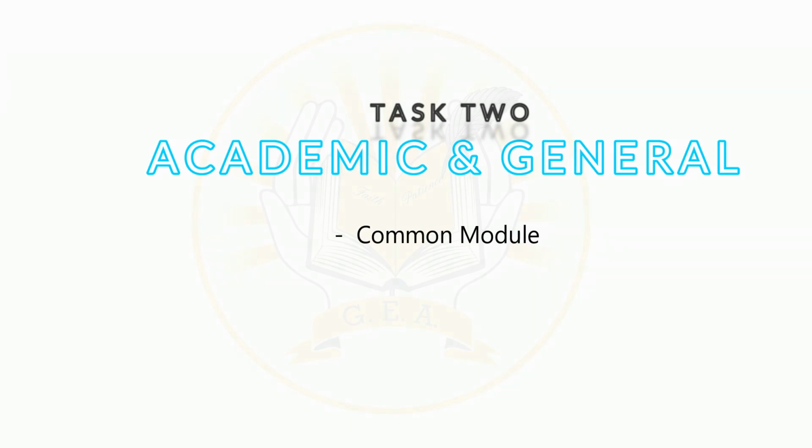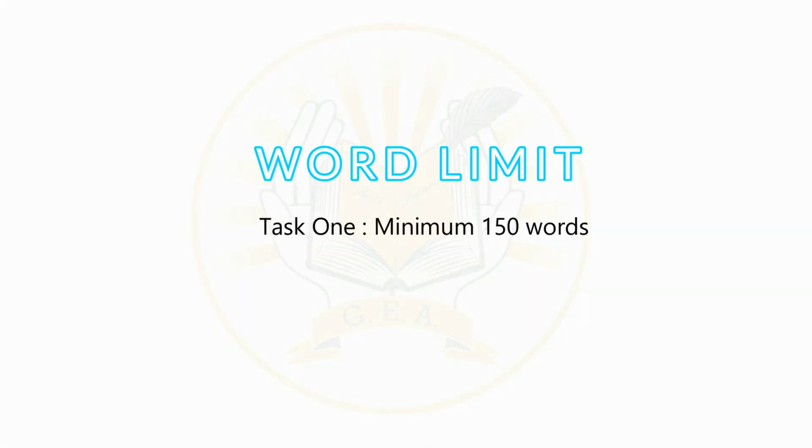Turning to task 2. It is the same for both types of exams, that are academic and general. You need to write an essay, and remember that this carries a higher weightage than that of task 1. Another point is that of word limit. In task 1, you have to write a minimum of 150 words, while in task 2, it has to be attempted in at least 250 words.